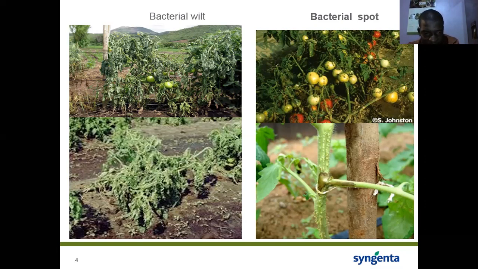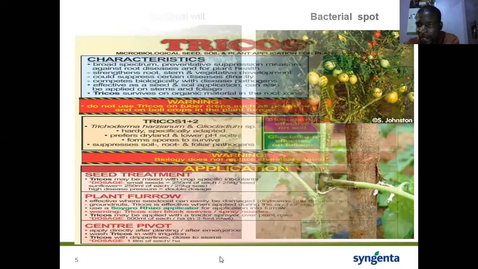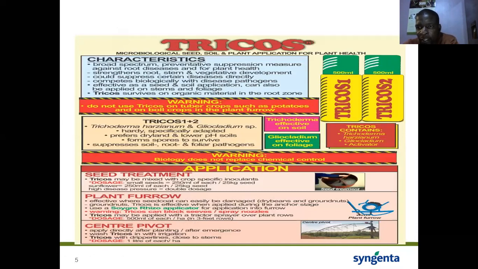So having known the bacterial infections, I've just selected a few, and I believe they are the most common bacterial infections, but there are so many bacterial infections. If I try to explain all of them, it might take the whole day. So I've just picked on a few.